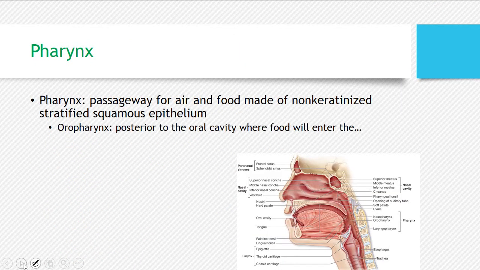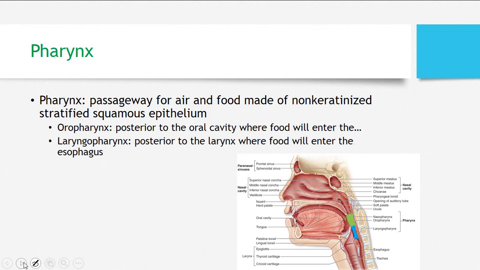Pharynx, you guys should already know this, right? But the thing about this is that it's made up of non-keratinized stratified squamous epithelium. Once again, why? Yeah, abrasion. It's because there's going to be abrasion occurring at these locations. We want to make sure that it protects the cells underneath it.